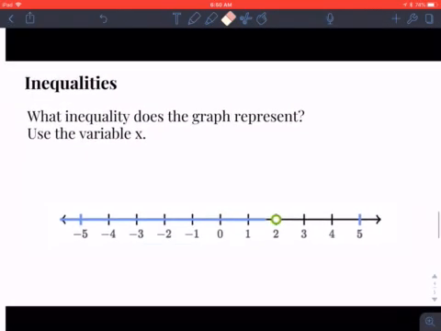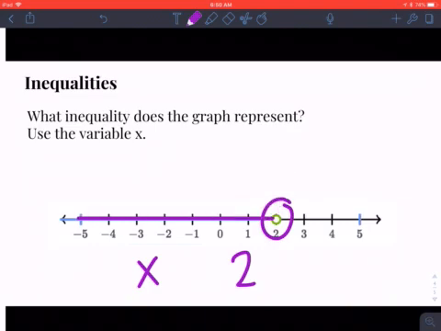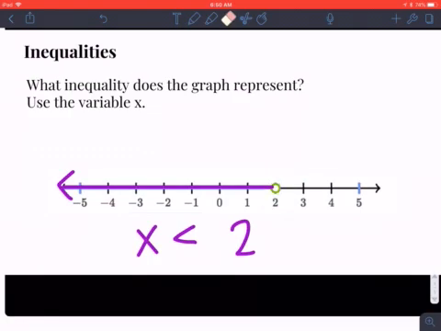What does the inequality on the graph represent? Okay, so I have x, again, that we're using as our variable, and we have now the number 2 because my boundary point's on the number 2. And notice that this time it is not filled in, so that means I'm going to have either greater than or less than, no equal to. 2 is not part of our solution. So it looks like that we're pointing to the left to all the numbers that are less than 2. So x is less than 2. That is what this one is representing.